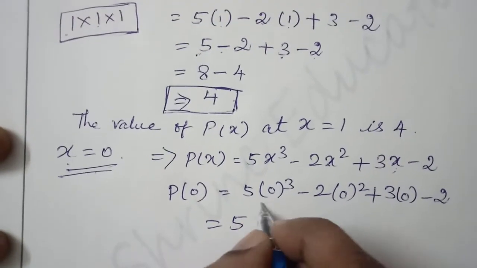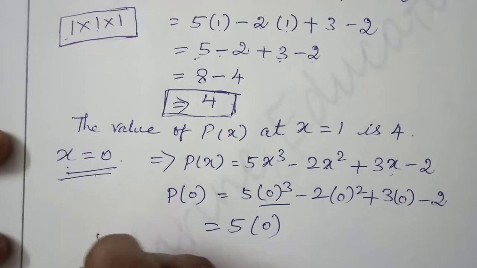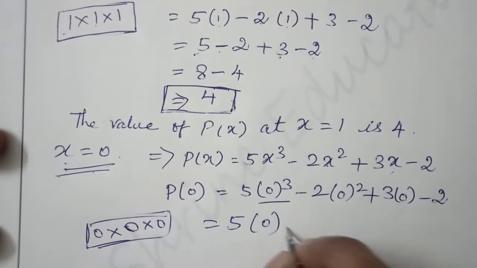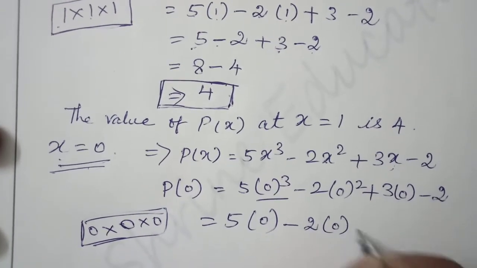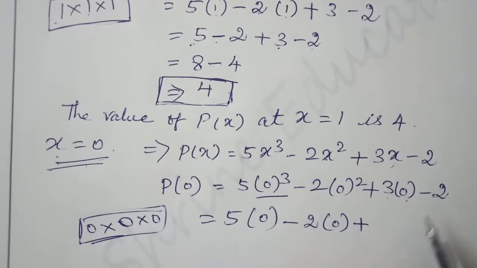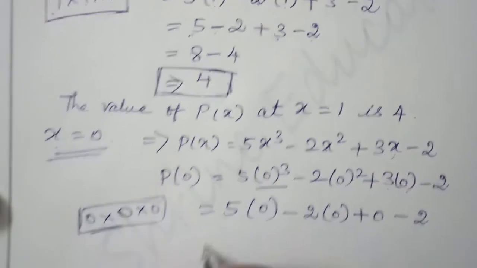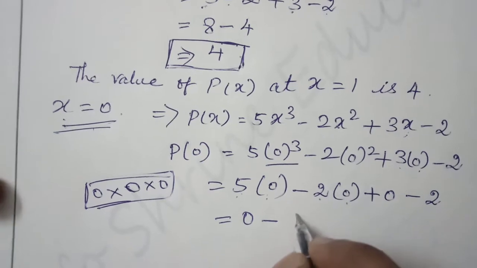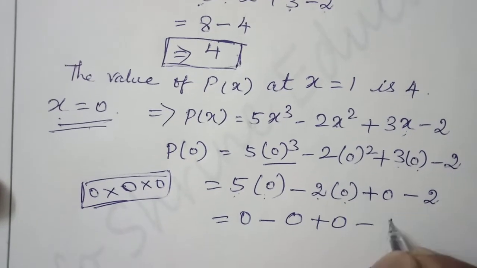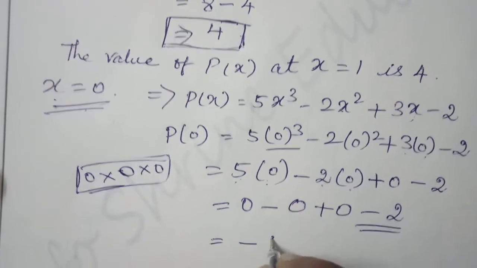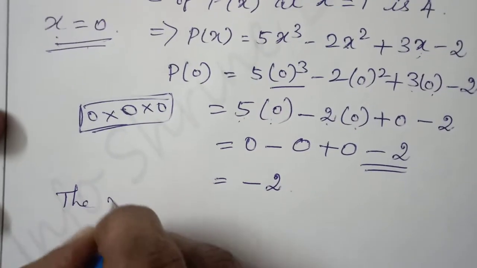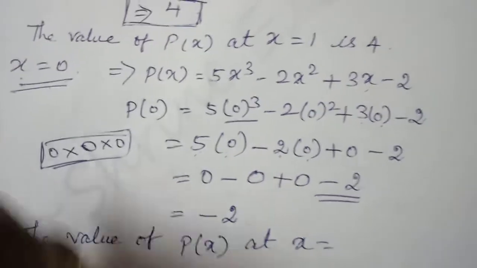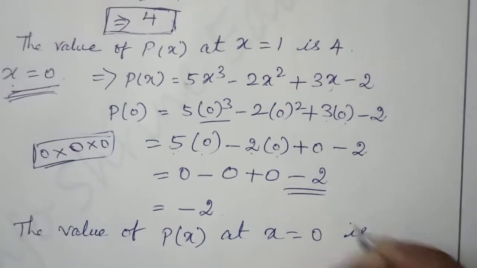So any number of 0 is 0 only. So 0 into 0 into 0, any number of 0 is 0. So minus 2 into 0 into 0 is 0, plus 3 into 0, anything into 0 is 0, minus 2. Here 5 into 0, anything into 0 is 0, minus 2 into 0 is 0, plus 0 again minus 2. So all we got is minus 2. So the value of p(x) at x = 0 is minus 2.